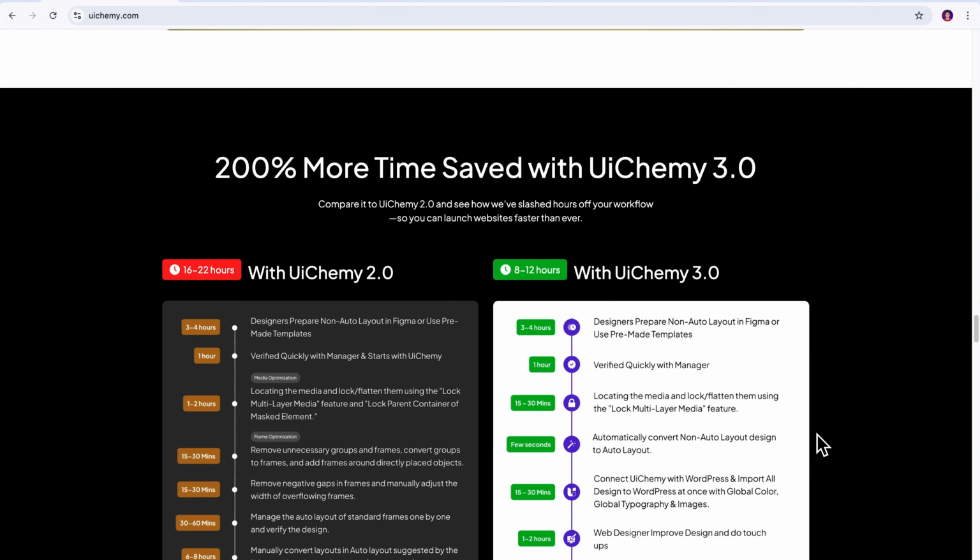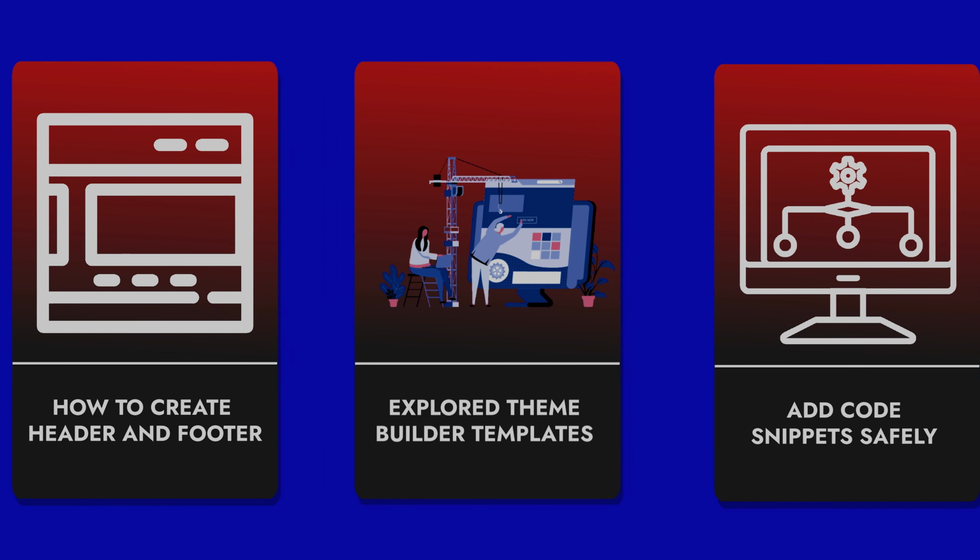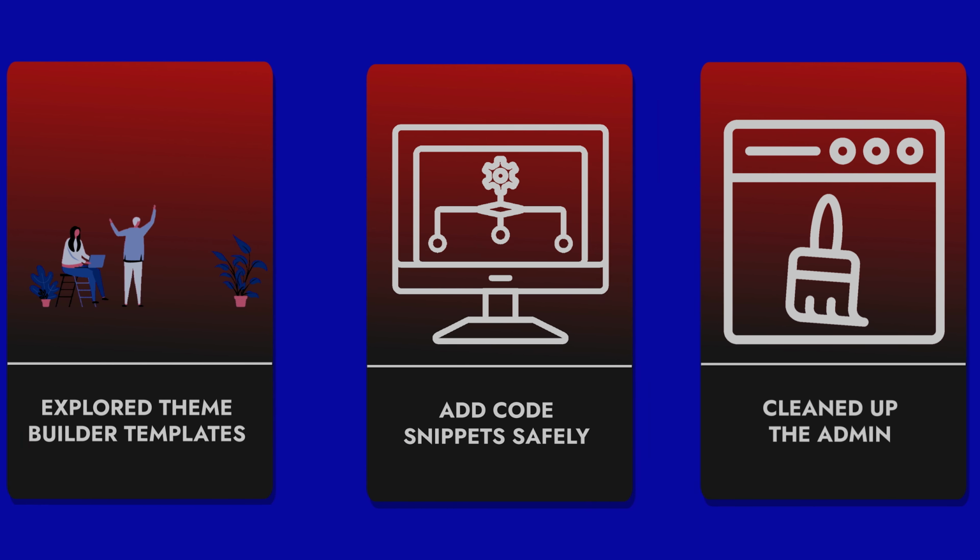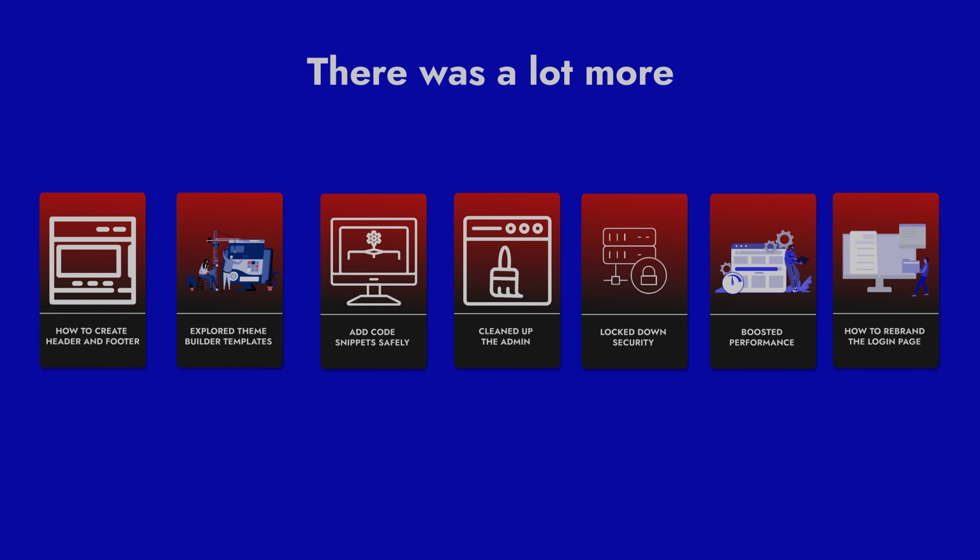And that's it for the More Products section. You're not just getting a theme or a plugin, you're stepping into an entire ecosystem that's built to help you go from idea to execution faster and easier. And there we go. You made it to the end. We've covered everything inside the Nexter extension plugin, saw how to build a custom header from scratch, explored other theme builder templates, added code snippets safely, cleaned up the admin, locked down security, boosted performance, looked at how to rebrand the login page, and there was a lot more. So, whether you're a beginner building your first site or an agency handing off polished client projects, Nexter extension gives you the tools to do it all from one single place.